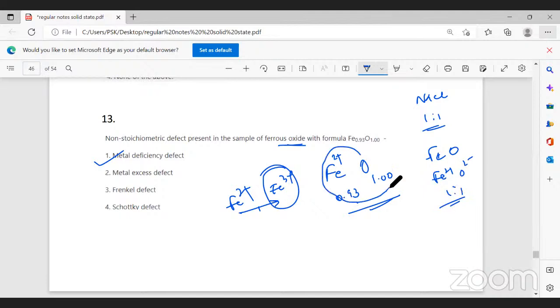But here in ferrous oxide, the ratio is 0.93:1 because of what? The ion undergoing oxidation, or the ion showing variable oxidation state. The rest, maybe 0.07%, will be Fe3+ ions. So therefore, the ratio is not 1:1. It is 0.93:1. So this defect is called metal deficiency defect. Clear with this?